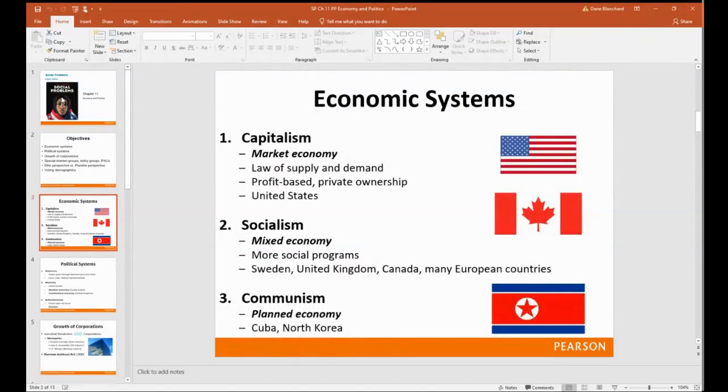First off, let's talk about three different types of economic systems. The first one is capitalism, and this is the type of economic system that we have here in the United States. It is a market economy. So the prices of goods and services are heavily influenced by the market, also the law of supply and demand. If there is a very high demand for a particular product or a service, then that's going to drive those prices up. If there's a very low demand, then it can drive those prices down.